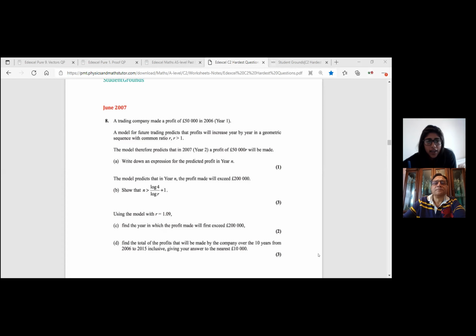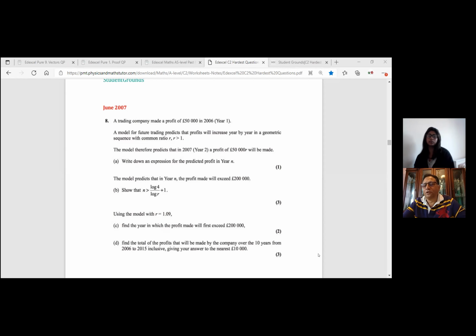Yeah. So a trading company made a profit of 50,000 in 2006, in year one. A model for future trading predicts that profits will increase year by year in a geometric sequence with common ratio R, being greater than 1. The model therefore predicts that in 2007, year 2, a profit of 50,000 R will be made. Part A, write down an expression for the predicted profit in year N.